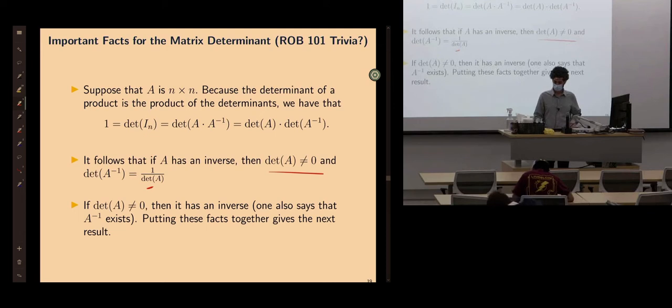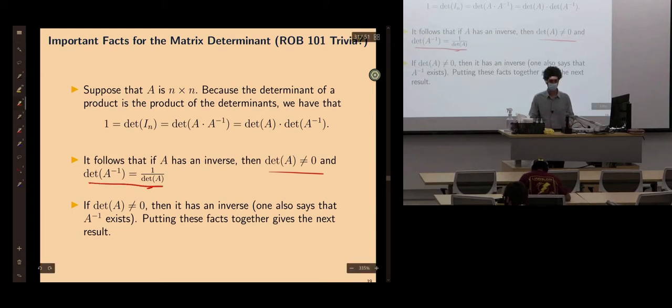So we can say that if the determinant of A is not 0, then A has an inverse. Or we can say A inverse exists. So that's a reasonable conclusion from here, right? Because if the determinant is 0, then this equation breaks down.